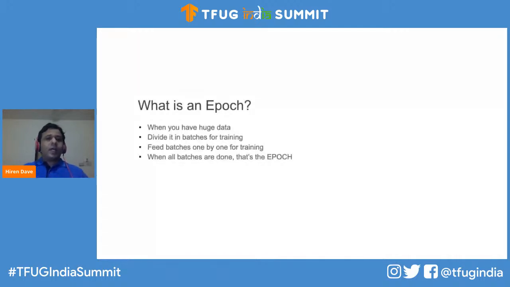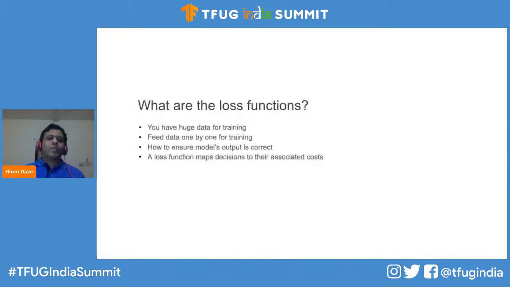Then, what are loss functions? When you have huge data and we are feeding data one by one to the training, how can we ensure that the model output is correct? That's where we use a loss function. The loss function can decide whether the trained output, or the accuracy of the model, comes with an associated cost. If it is not good, you can go for further training and do more iterations. If it is good, then you can stop there. So the loss function is basically used for deciding whether you have done enough training or not.